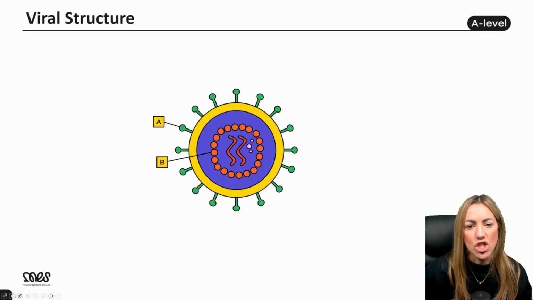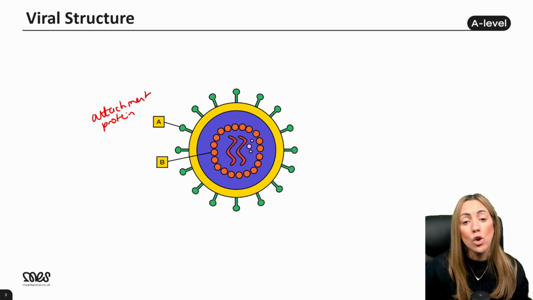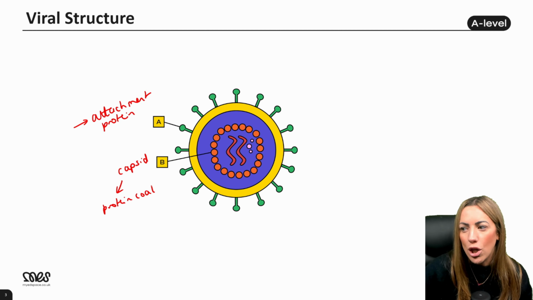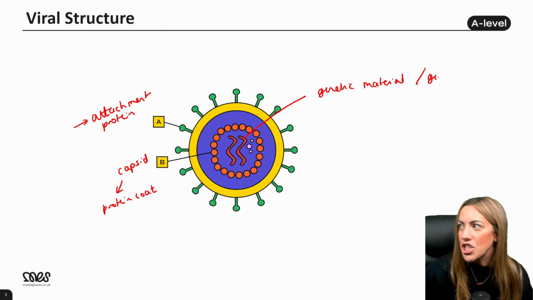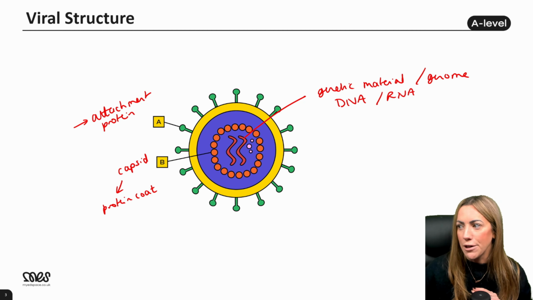Let's have a look at the general structure of a virus and we'll just label it. So A is pointing to an attachment protein, which we can also call a glycoprotein, but I tend to always call it an attachment protein. B is pointing to the capsid, which is kind of like a protein coat, okay? Now, inside the capsid, we have the genetic material or the genome. Now, this could be DNA. Some viruses have DNA for their genetic material, or it could be RNA. For example, HIV has RNA as its genetic material.